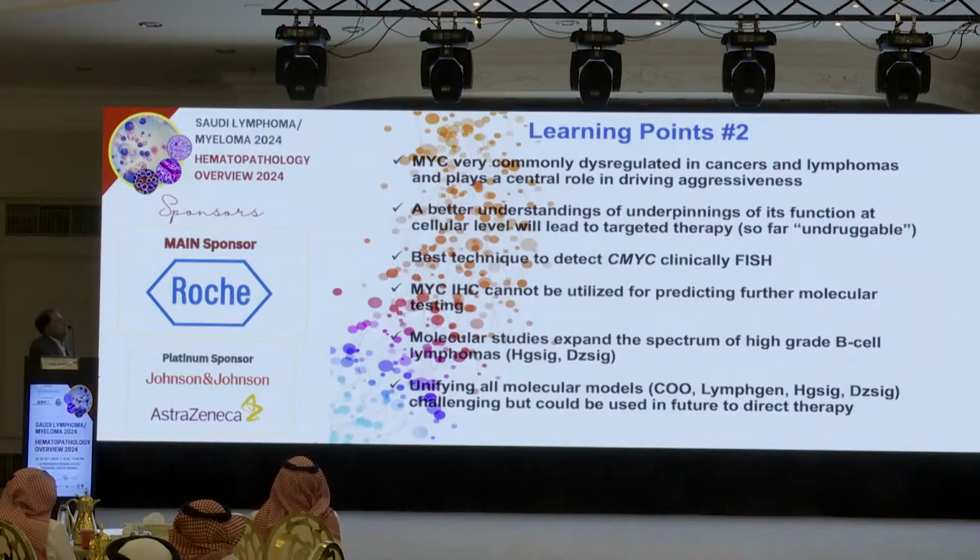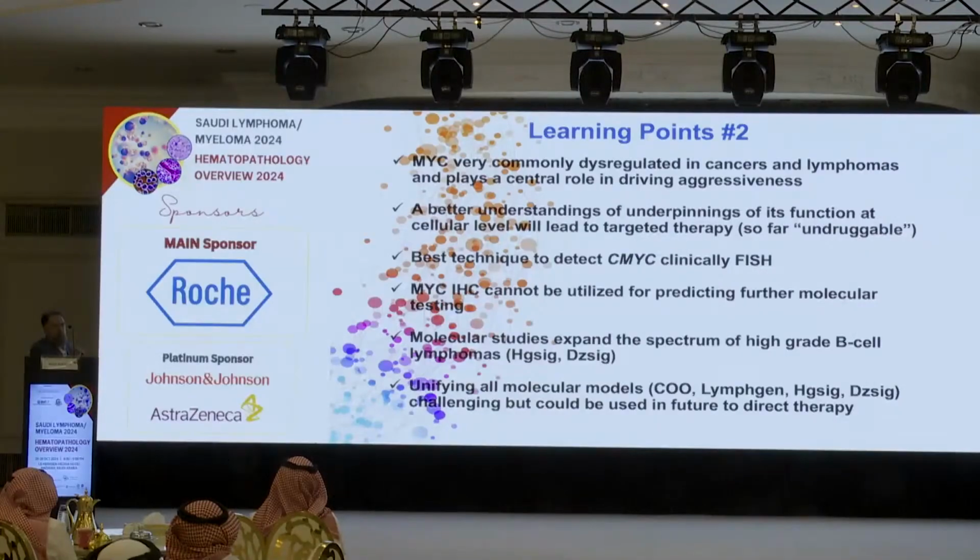As far as MYC goes, MYC is very common. Almost all cancers, as I say, more than 75% of cancers have MYC dysregulation. If we understand how it works, what exactly the action is, we could target it. But so far, as I said, it has been undruggable. The best technique is still FISH, although I said a lot of things against it, we still have nothing better in clinical use. MYC IHC, I think, is not reliable. We can all agree to that.